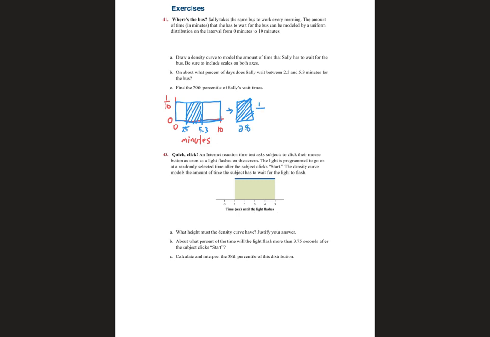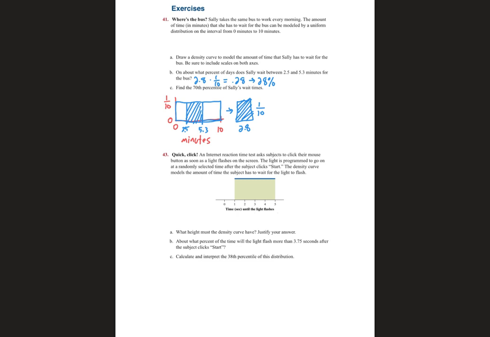And we know that it's a uniform distribution, so the height's always the same, so the height's 1/10. Then they ask, what percent of the days does Sally wait between 2.5 and 5.3 minutes for the bus? The percent is whatever this area is. So 2.8 times 1/10 is 0.28. So that's really 28% of the time Sally waits for the bus between 2.5 and 5.3 minutes.